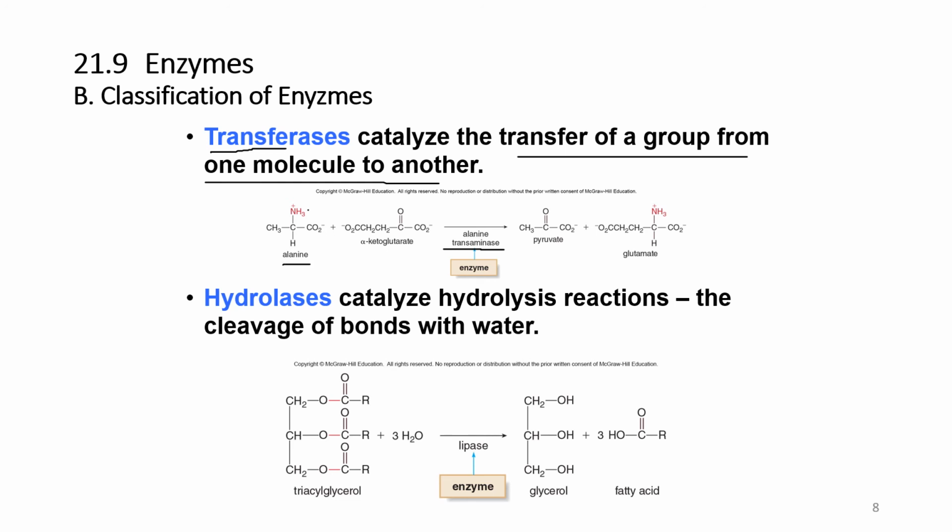Here's alanine, and here is its amino group. And it transfers that amino group to alpha-ketoglutarate. So that amino group takes the place of the carbonyl group that was present here on this carbon. And we have the carbonyl group now on this carbon, and we now have pyruvate and glutamate.